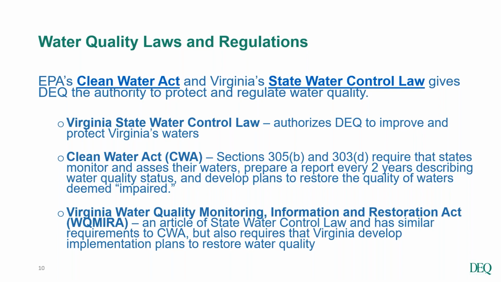DEQ also reports water quality data to EPA. The authority for this activity comes from the Virginia Water Quality Monitoring, Information, and Restoration Act, which directs DEQ to develop the EPA-required water quality reports 303D and 305B in consultation with experts from the state's universities.